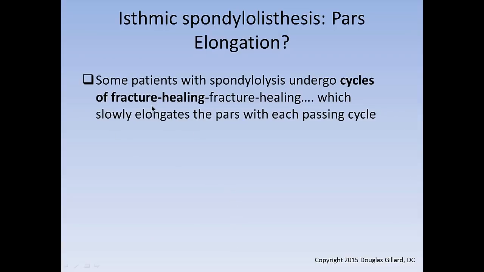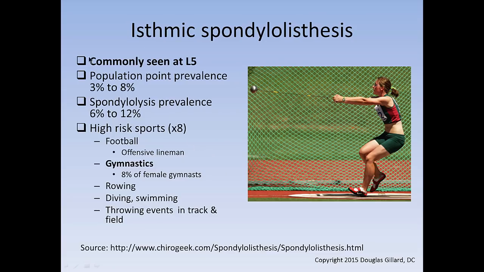We talked about the cycle of fracture and healing, where the pars can get elongated. Similar stuff to what we've seen with spondylolysis. Again, common at L5. The point prevalence is 3 to 8%, much higher in athletes. The spondylolysis prevalence is 6 to 12%. High-risk sports, again, football, gymnastics, the same ones as for spondylolysis.